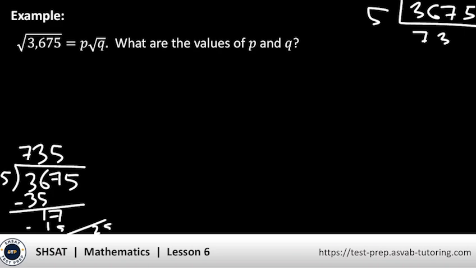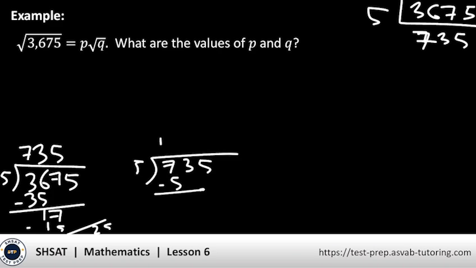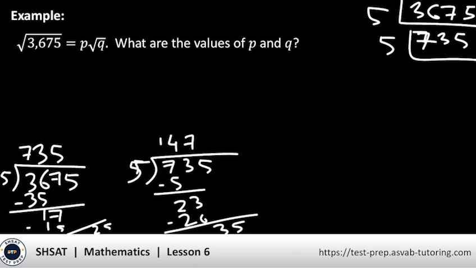So that's 735 here. Once again, you can do 735 divided by 5. So that's 23, 5 times 4, so that's 20. Subtracting gives me 35, so 5 times 7, yeah? So you have 5 here, you have 147 here, okay? So now what? So 147.